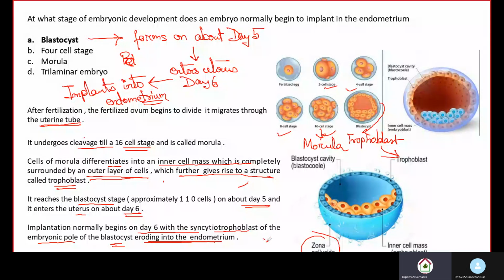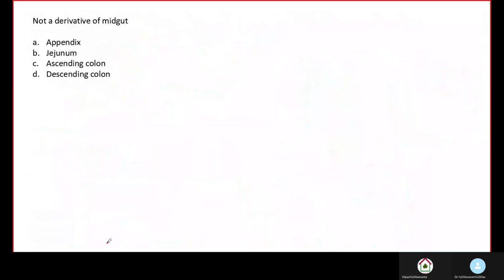So anyway, next. Which one of the following is not a derivative of midgut? Appendix, jejunum, ascending colon, descending colon.